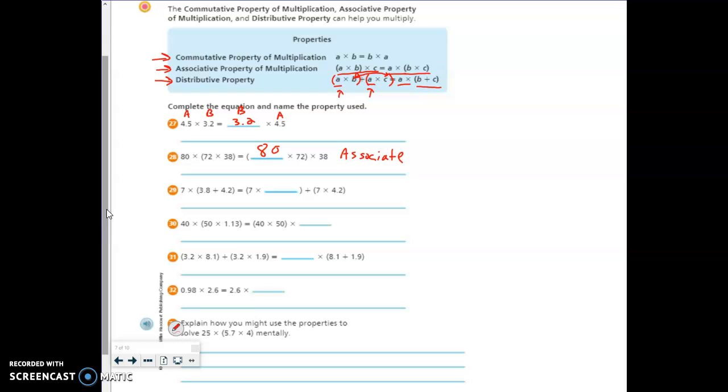All right, so we are looking here and seeing 7 times, that's on the outside of the parentheses, times 3.8 plus 4.2 inside the parentheses. Well, it can work both ways. I can either take it and combine it, or I can break it apart. And this is one of those situations where they're giving us the combined version and we are writing in the broken apart version. So again, you can see the common variable is 7, which is what's out front.